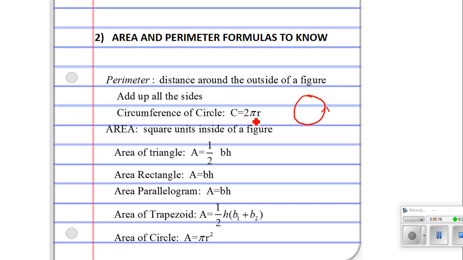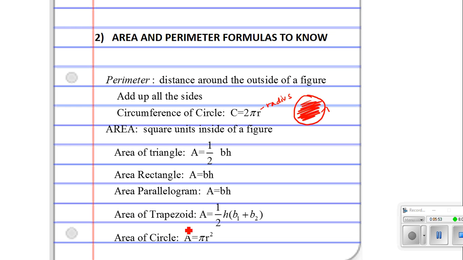2 times pi, you can use 3.14, or you can leave it in terms of pi, and then times r, which is the radius. So circumference of a circle is a lot like what we say perimeter is of the other figures. Area is also a huge idea in geometry, and all these formulas would be good for you to know. Area is the square units inside the figure, so I'm not talking about the outside now, I'm talking about what would be on the inside. How much area, how much is on the inside of the figure.